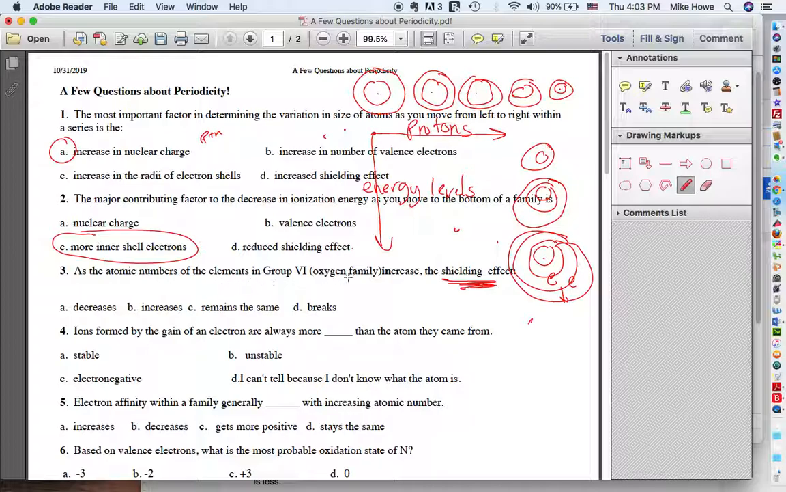Okay, as you go down the oxygen family, the atomic numbers are increasing, so that means you're adding more energy levels as you go down, so the shielding effect is going to increase.